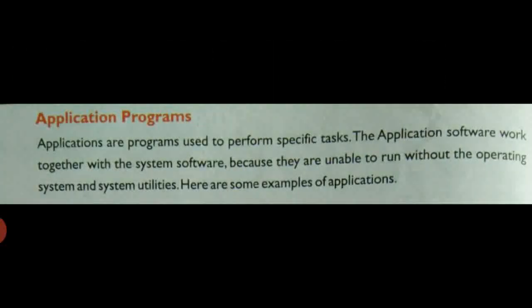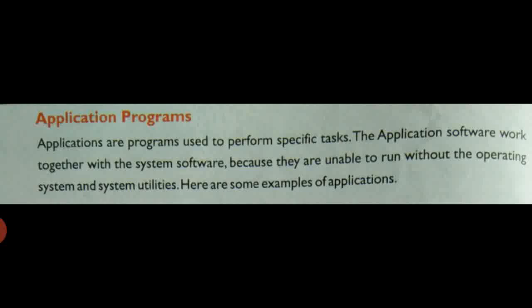Next point is application program. Applications are programs used to perform specific tasks. The application software works together with the system software because it is unable to run without the operating system and the system utilities. Here are some examples of applications. See, students, already we have learned about the application. I have given a simple example. When we are using an Android mobile phone, at that time we are using some Android apps. So those apps are nothing but programs, and they are called applications.